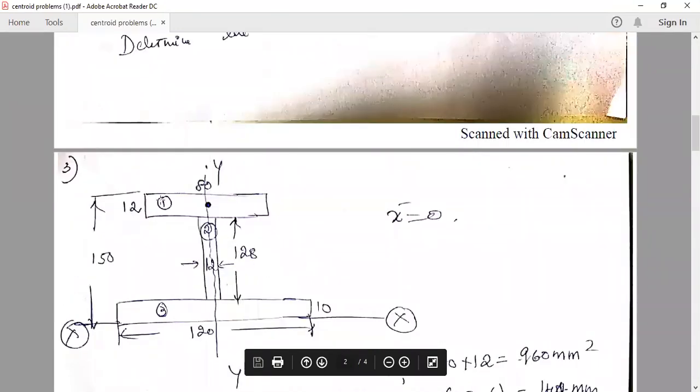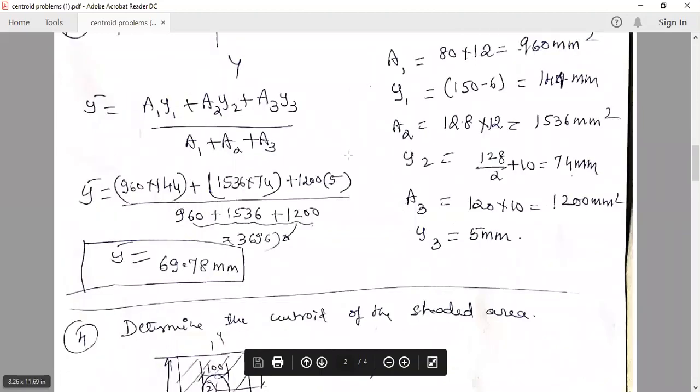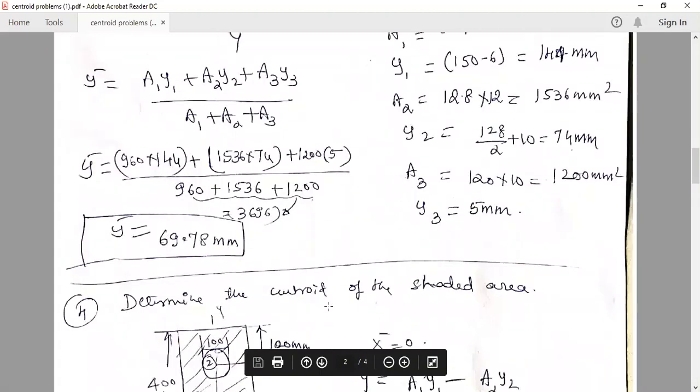There is another way. Instead of writing all these things, we can write everything in a table form also. So I'll explain the table form in the next problem after completing this. Now you can see the next problem.